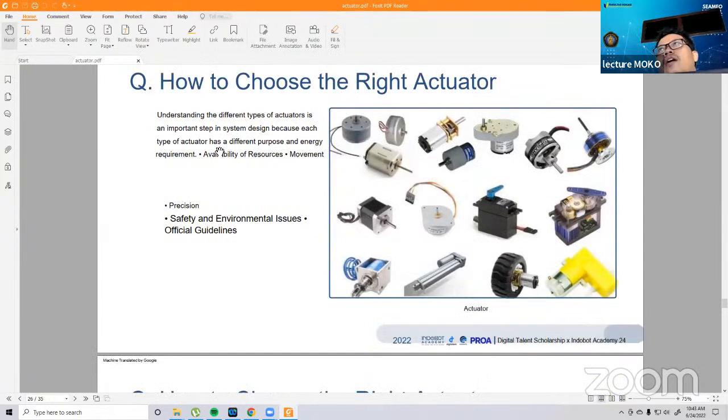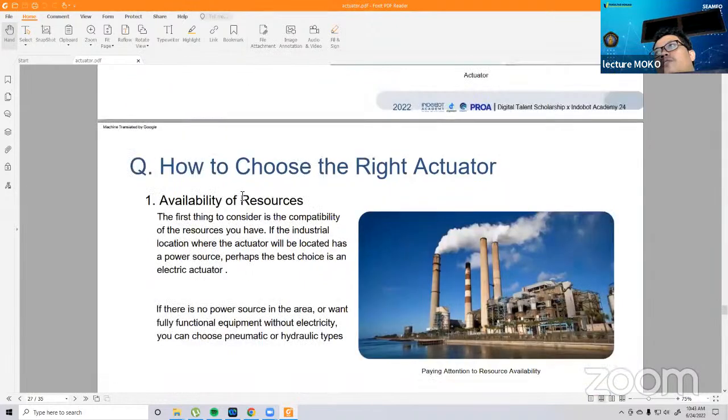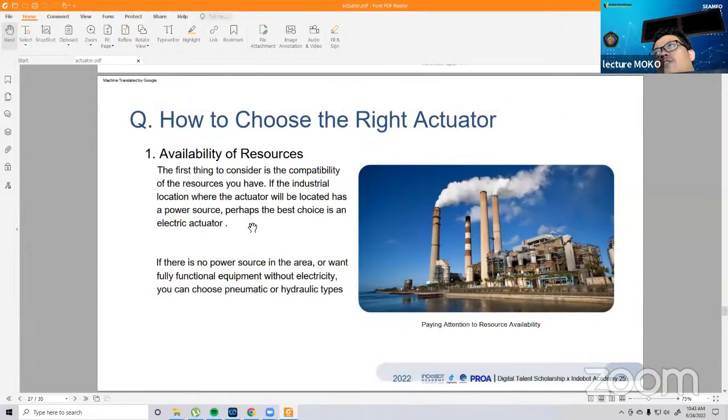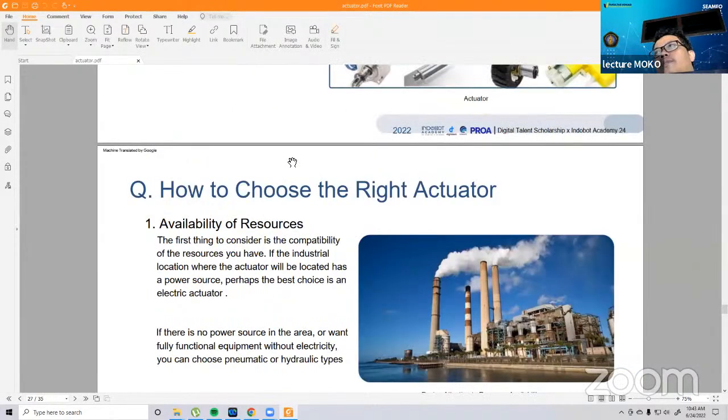So how to choose the right actuator? Because there are many types of actuators, there are some actuators that are driven by electricity, there are actuators driven by air power, and driven by liquid. So how to choose the right actuator? It depends on our case, it depends on our problem. In this slide, there are some theory, some tips and tricks to choose the right actuator.